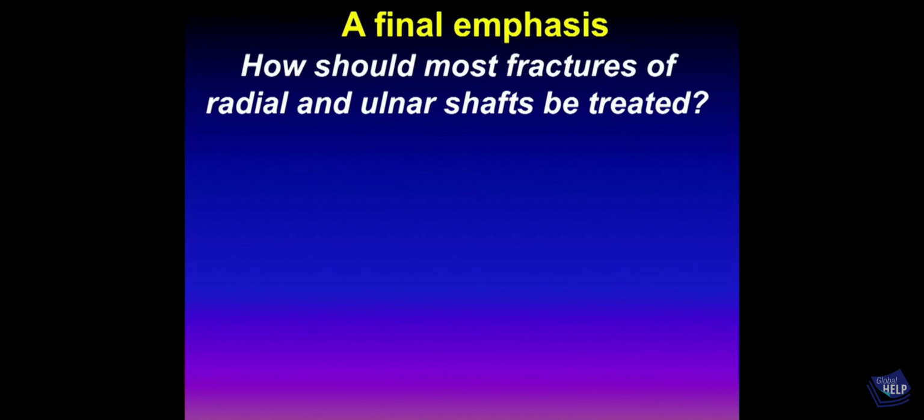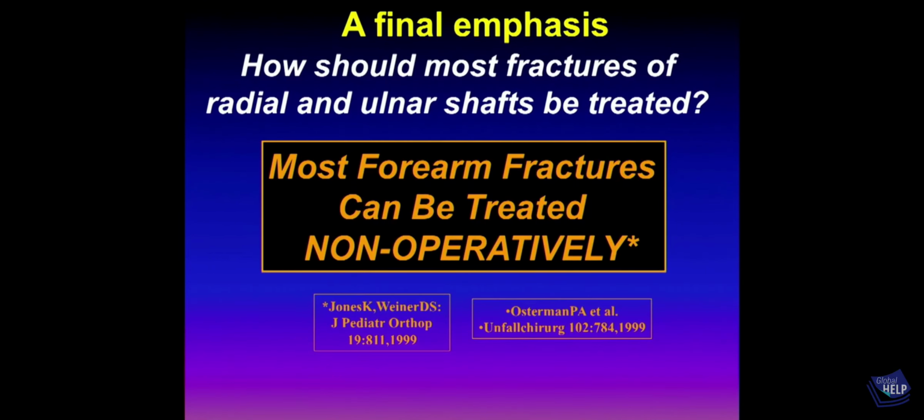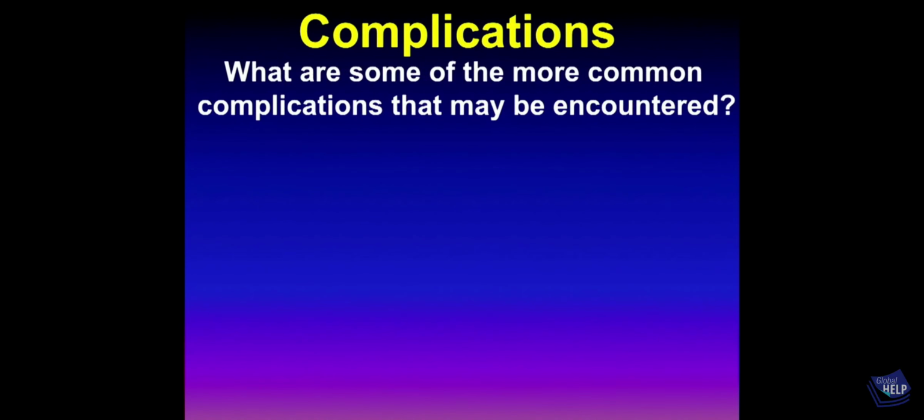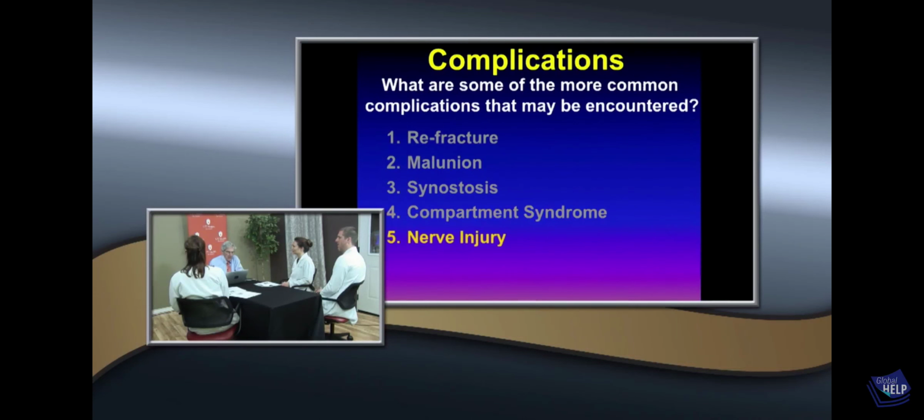So, final emphasis, how should most radius and ulna fractures be treated? Non-operatively. Yeah, most forearm fractures, what did I say, forearm fractures? I'm sorry. Radius and ulna shaft fractures can be treated non-operatively. I misspoke, sorry. But there are some common complications. What are some of the complications? Loss of reduction. Refracture. And it's a little bit higher in the diaphysis. Malunion, synostosis, compartment syndrome, nerve injuries, or muscle entrapment.